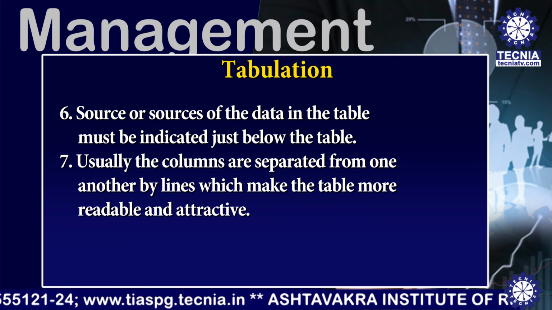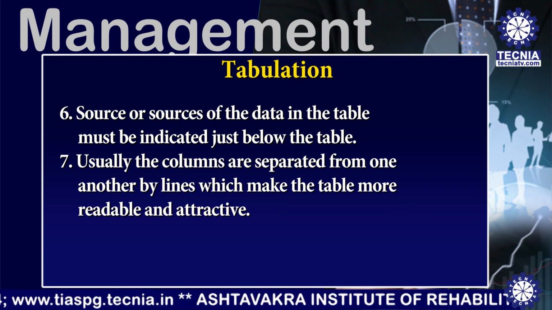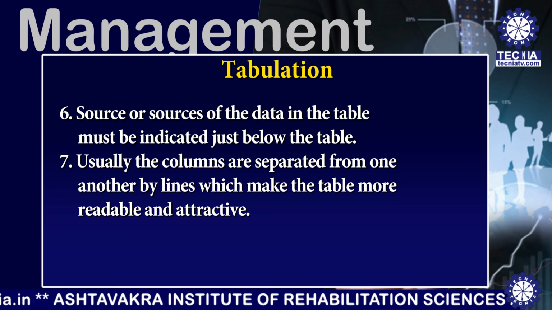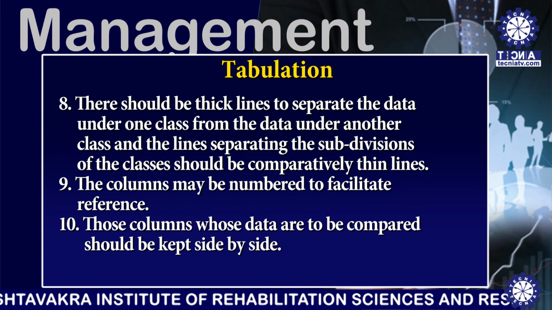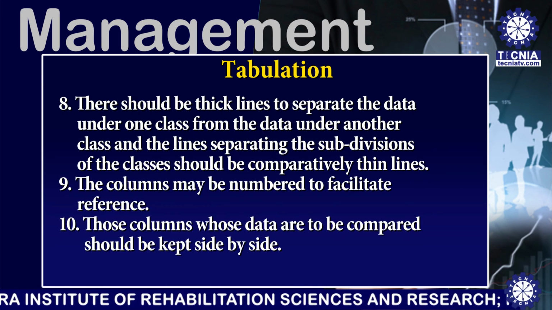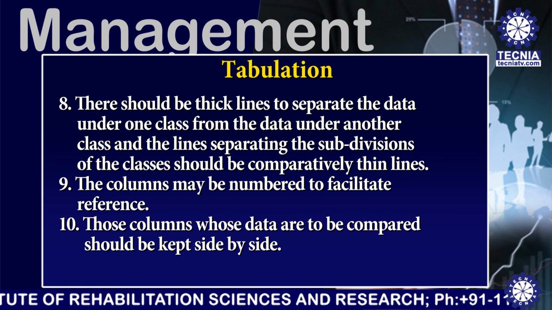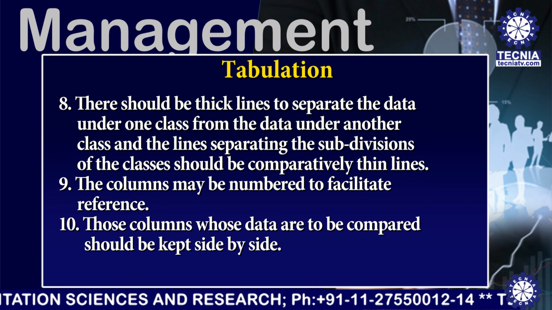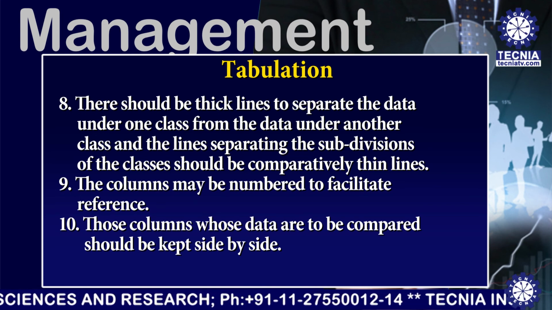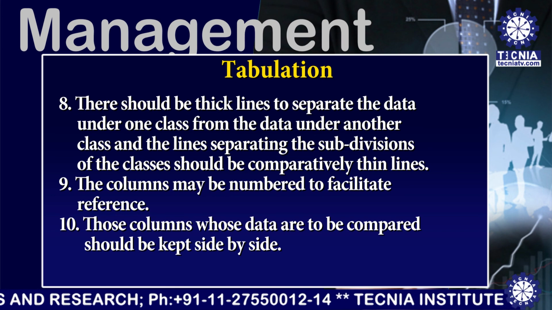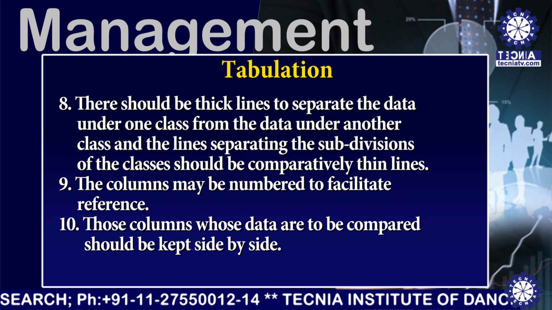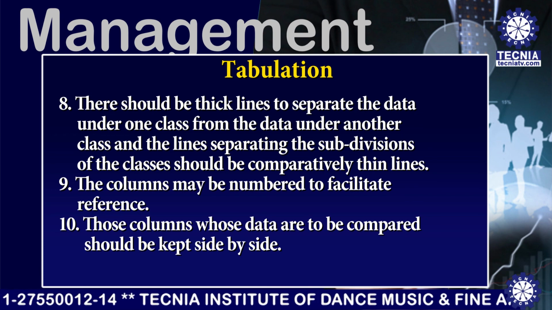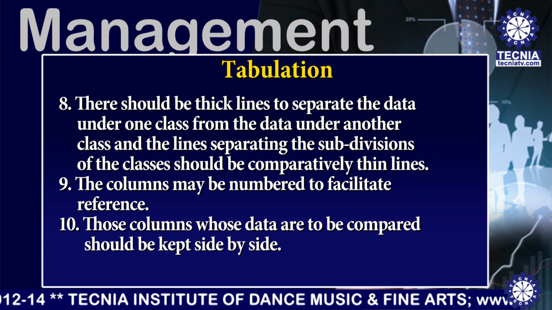Seventh one, usually the columns are separated from one another by lines which make the table more readable and attractive. Eighth one, there should be thick lines to separate the data under one class from the data under another class, and the lines separating the subdivisions of the classes should be comparatively thin lines. Ninth one, the columns may be numbered to facilitate reference. Tenth one, those columns whose data are to be compared should be kept side by side.